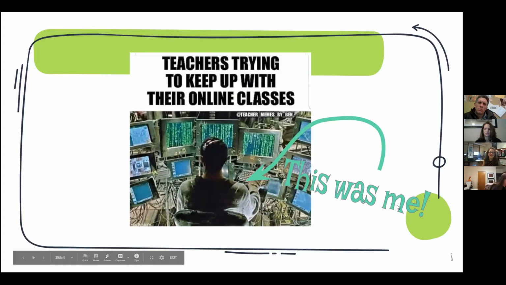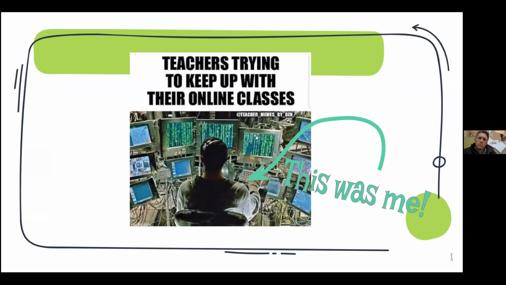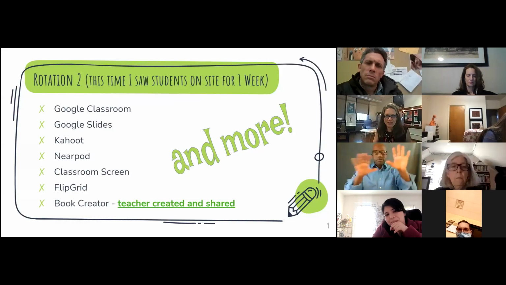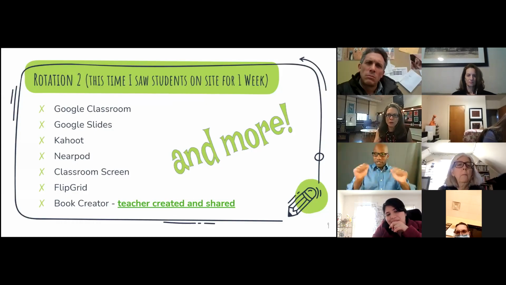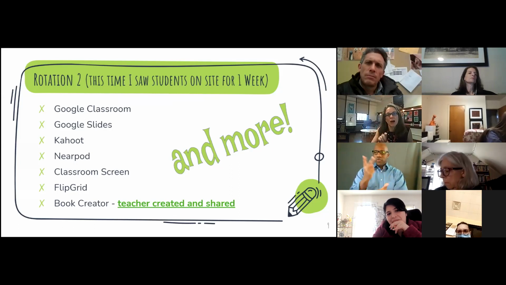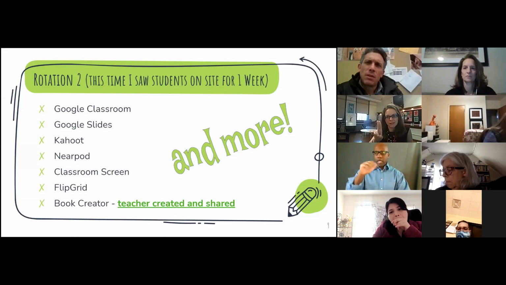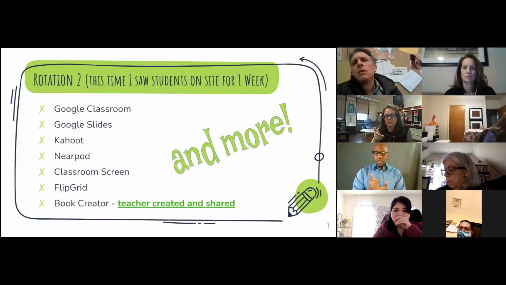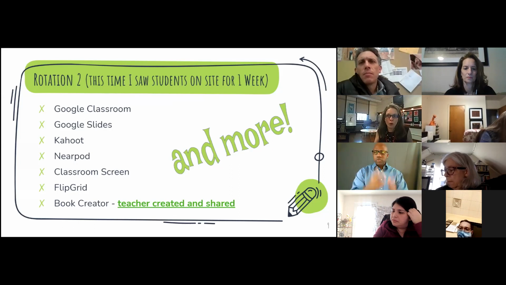So my second rotation, here, this was me, right? I was trying to keep up with all of this. During this rotation, we were in school for 2 weeks. So I saw a hybrid group A on site 1 week and a hybrid group B on site 1 week. So I saw students twice over the course of that 7-week rotation.